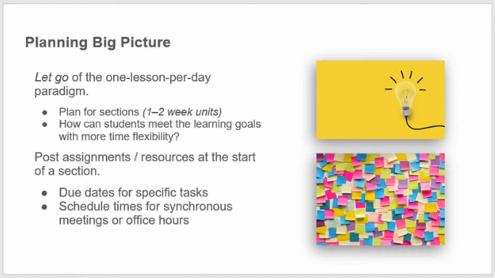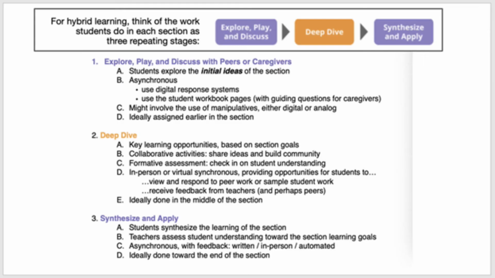So one of the resources that really helped us think about it was this resource that had these repeating steps. And we liked that repetition. We found that very useful because when you know what to expect and there's that repetition, your anxiety level goes down, right? And if your students know what to expect, their anxiety goes down. So for hybrid thinking, the work that students do is in these 3 repeating steps. They explore, they play, they discuss. There's a deep dive into some mathematical content, and then we come back out for that synthesize and apply.